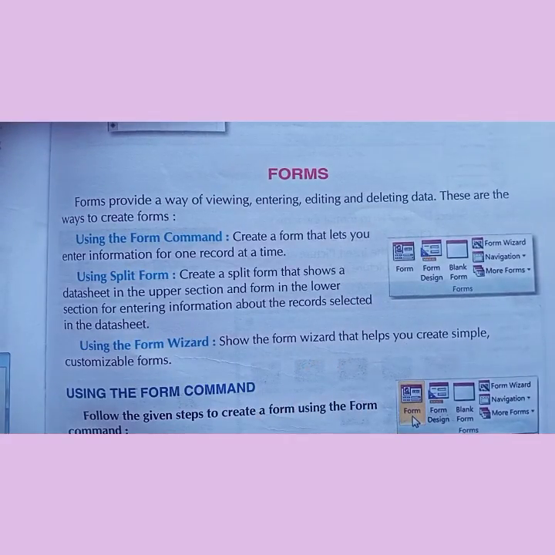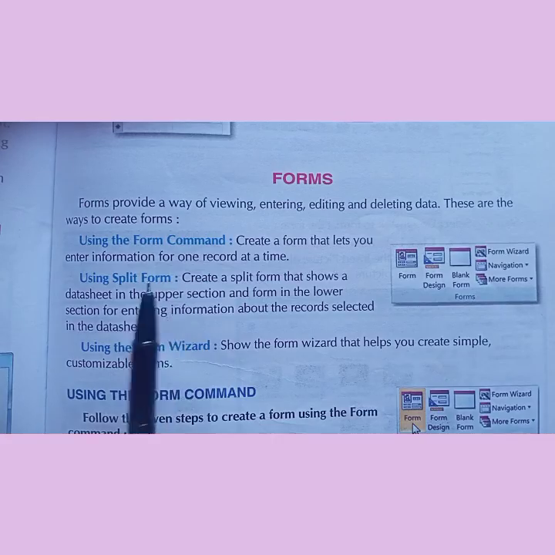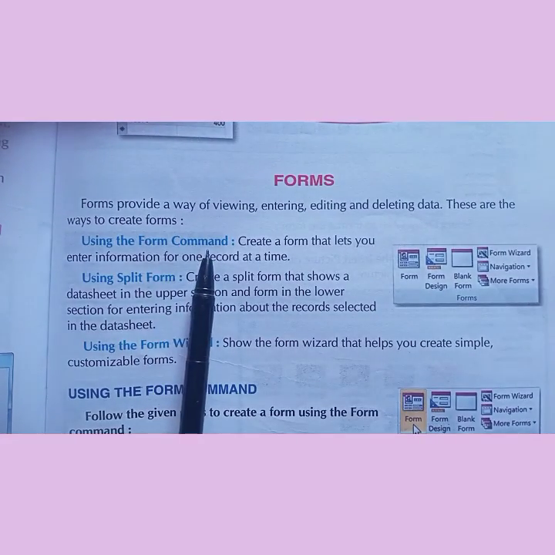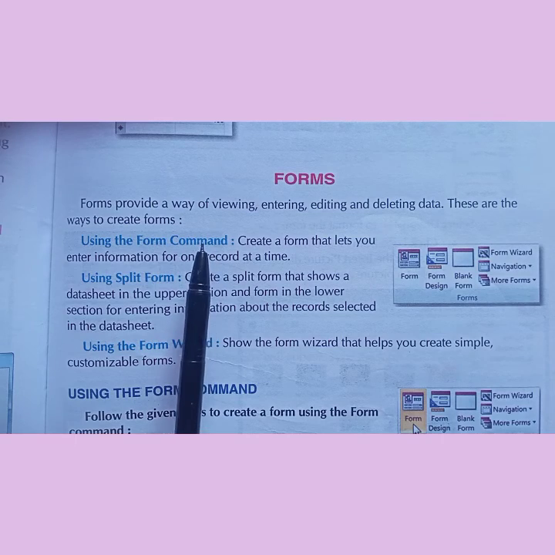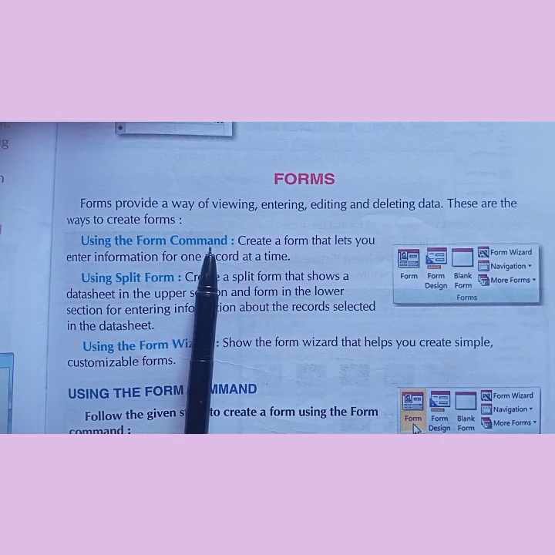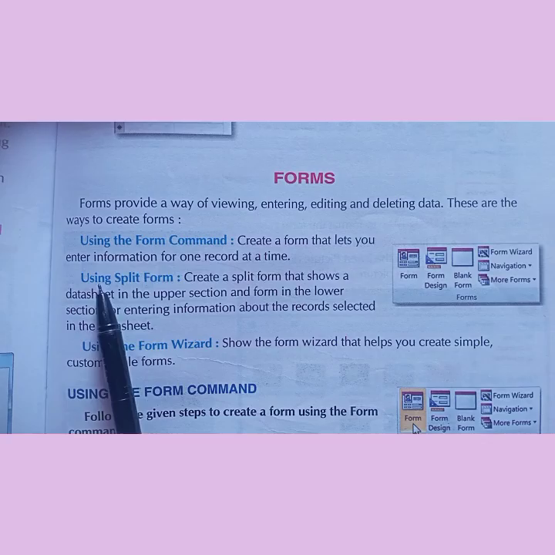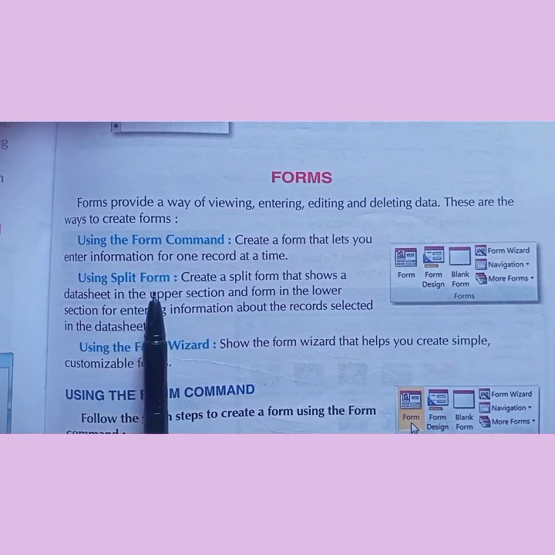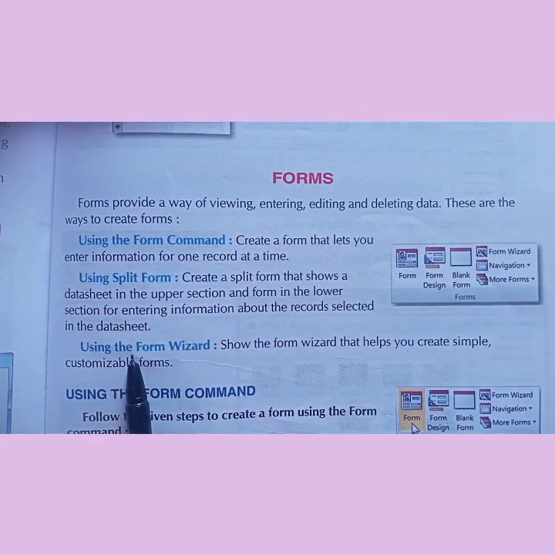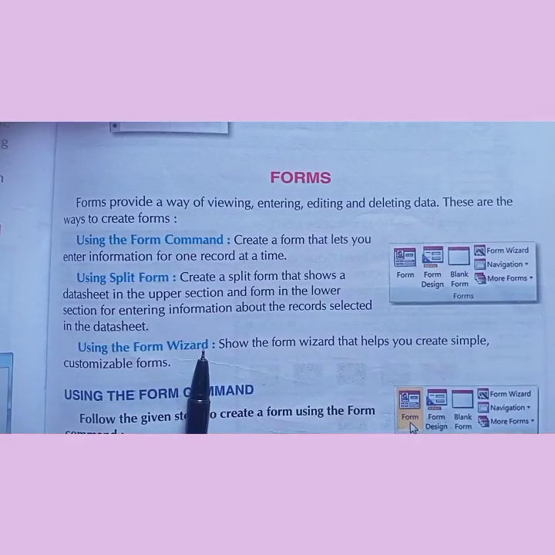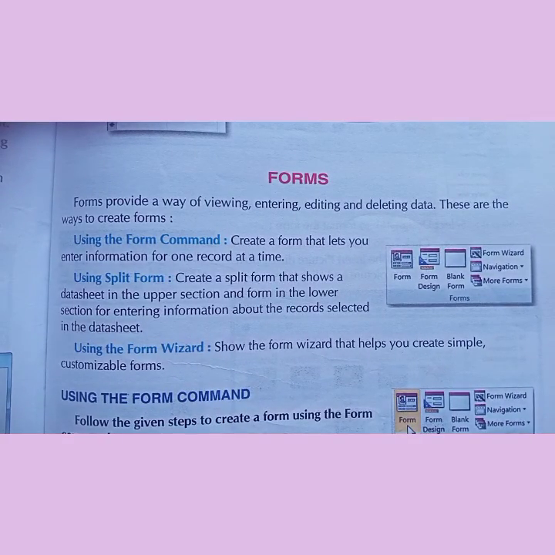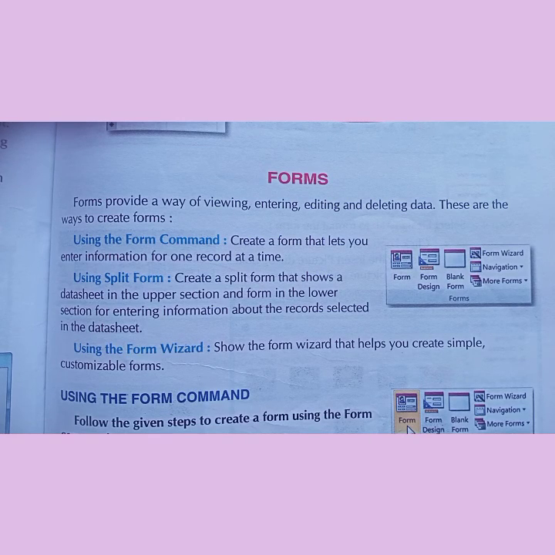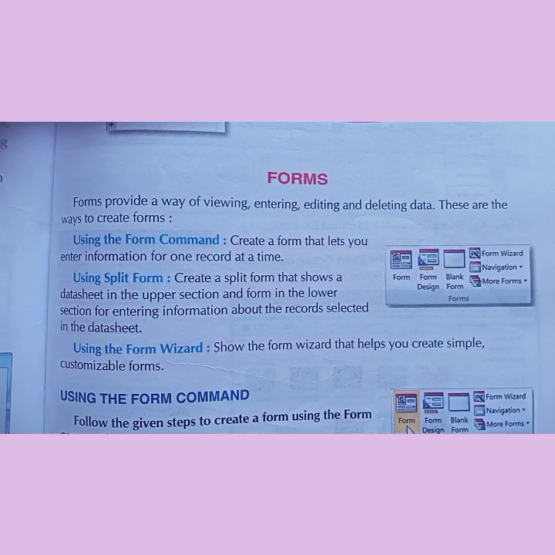Now let us see how we can do this. Forms can be created by using the form command. We will have to write the command form, and each time we will be writing one record at a time. We can use it with the split form option, or we can use the form wizard. So any of the methods can be used to create the form. And the first thing that we will be doing is using the form command.